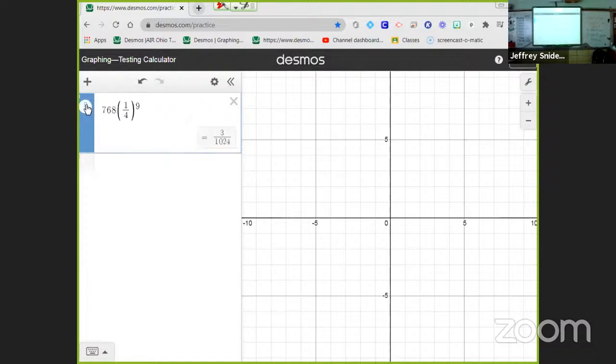But on Desmos, again, you can do this. It gives you a decimal. Click this and it'll say, oh, you wanted a fraction? Here you go. That's really nice. So there we go.